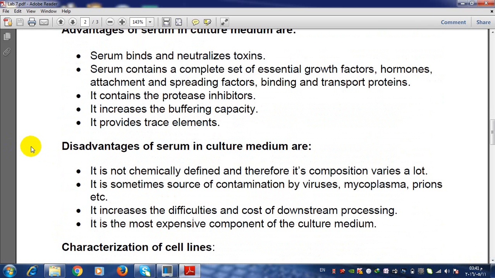Disadvantages of serum in culture medium are: it is not chemically defined and therefore its composition varies a lot. It is sometimes a source of contamination by viruses, mycoplasma, prions, etc. It increases the difficulties and cost of downstream processing. It is the most expensive component of the culture medium.